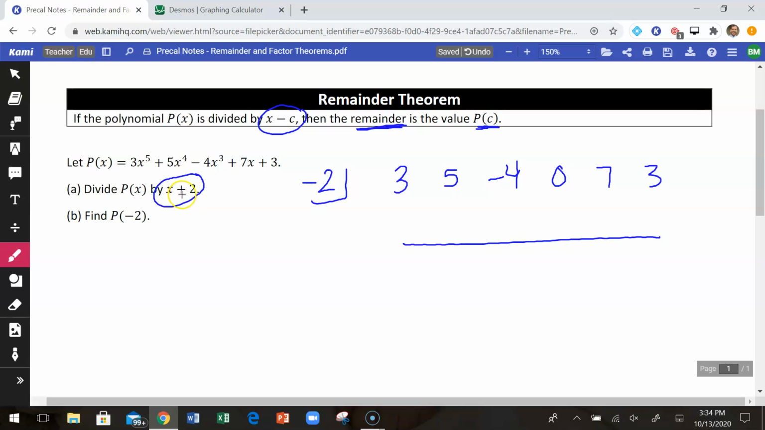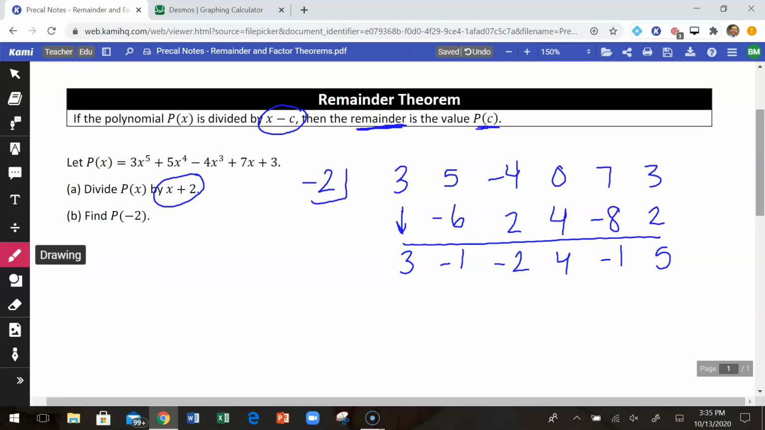So I'm dividing by x plus 2, so I put negative 2 in the box. And I write my coefficients across the top. Don't forget about those missing terms, so you have placeholders there. And we're going to go ahead and do this synthetic division. So we drop the 3. 3 times negative 2, add. Negative 1 times negative 2 is 2, add. Negative 2 times negative 2 is 4, then add. 4 times negative 2 is negative 8, and then add. And then negative 2 times negative 1 is 2, and we add, and we get 5. Now remember, the remainder is that last number that we have. So that's our remainder.